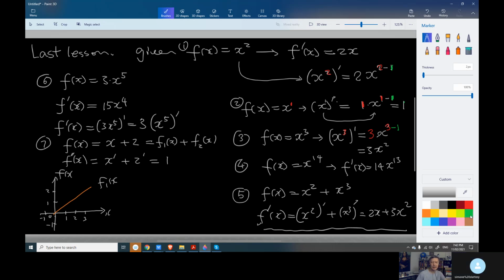How do we draw the second part, F2, in this equation? It's a constant. Do you agree? How do we draw a constant function? It's a special case: there is no change. It's just the same number all the time, so it's just 2. Now, how do we draw this graph? My question is: horizontal or vertical line?